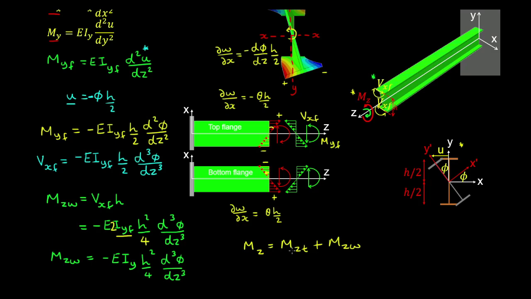And we've previously derived the torsion component from our torsional analysis of a rectangular bar. So that was the torsional stiffness, or the torsion modulus, by the first derivative of the angle of twist, being the rate of twist. And then plus the warping component, which is minus EIY by h squared on 4 by the third derivative of the angle of twist with respect to z.